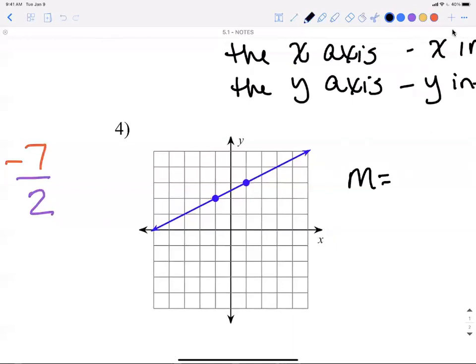All right, so we've got M equals. Anytime you're asked to state the slope, you always want to start with M equals because you want to state what you're actually finding. You don't want to just write a random number out to the side because that's just not proper math.